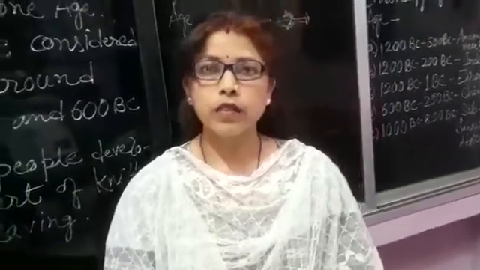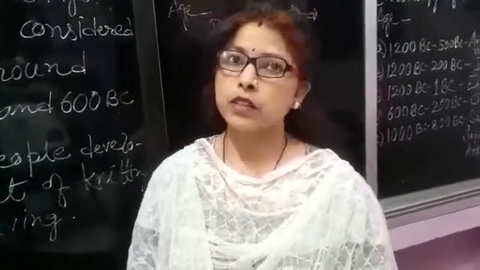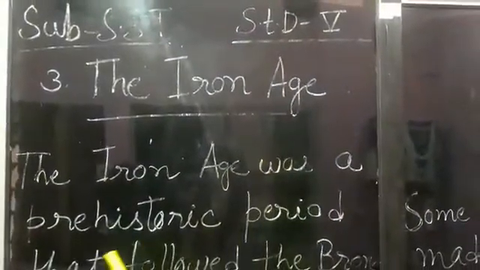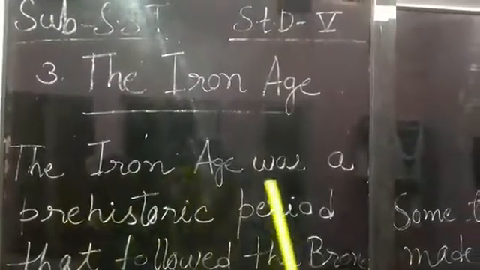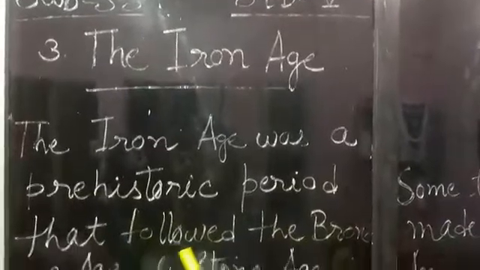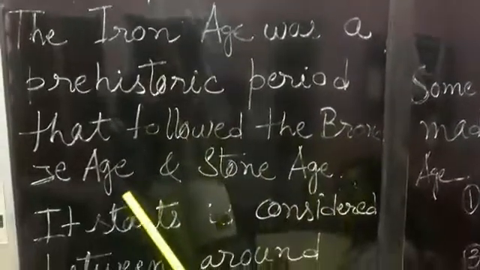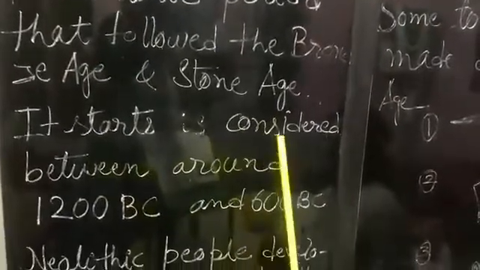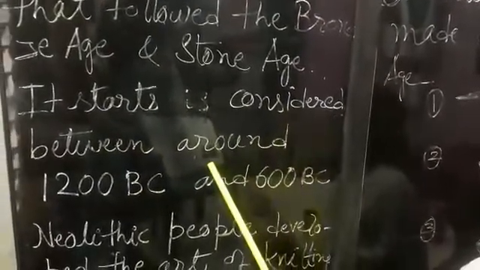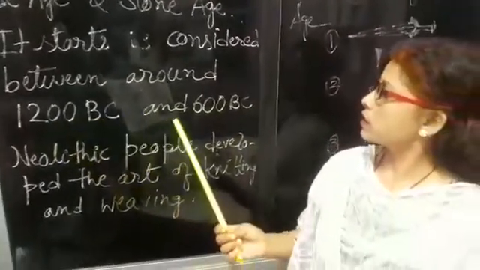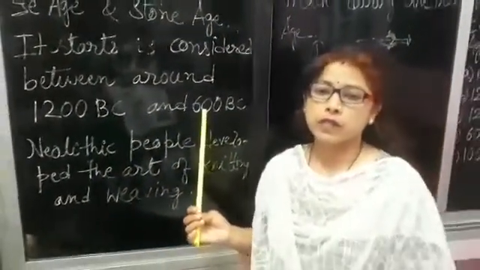Today we will discuss chapter 3, the Iron Age. The Iron Age was a prehistoric period that followed the Bronze Age and Stone Age. It is considered to be between around 1200 BC and 600 BC.